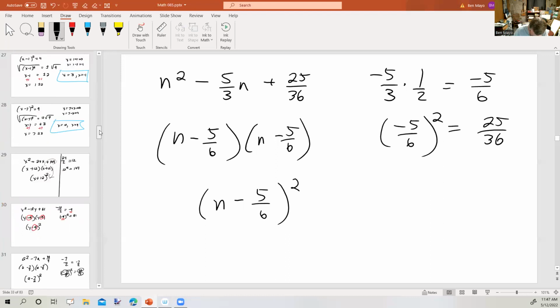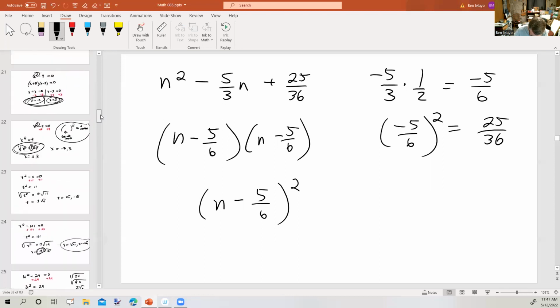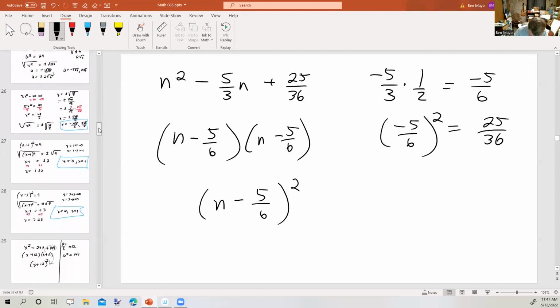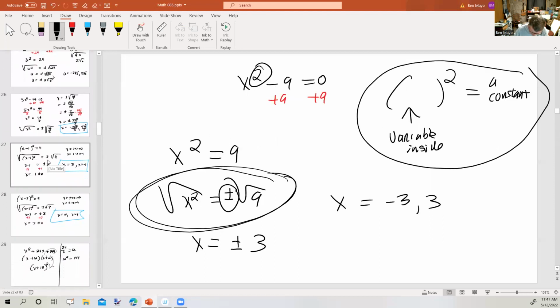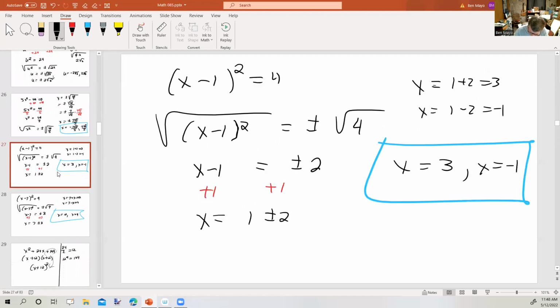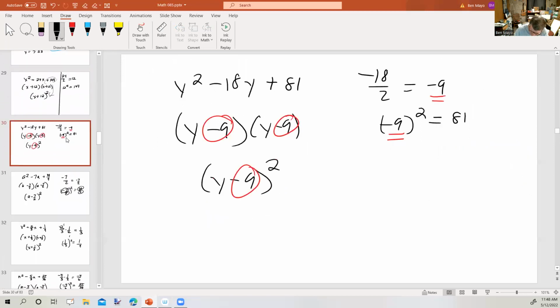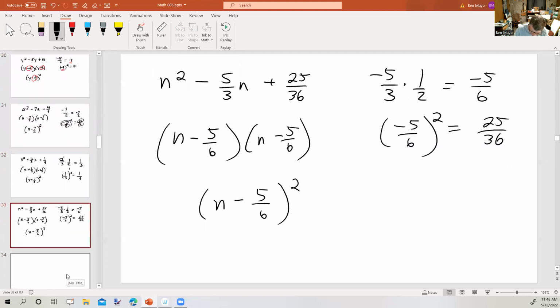Now let's go back a ways. Let's see here. Where do I want it? Here. Notice in this problem, we had a perfect square trinomial on the left side of the equation and a constant on the right, and then we took the square root of both sides. So what we've been looking at these last few examples is how to create a perfect square trinomial on the left side of the equation.